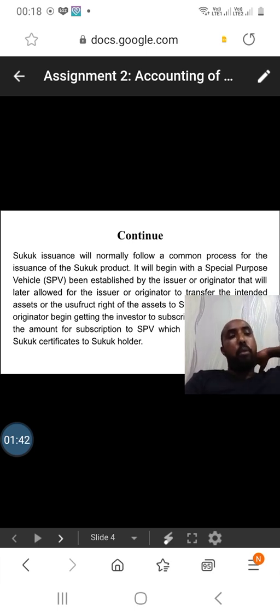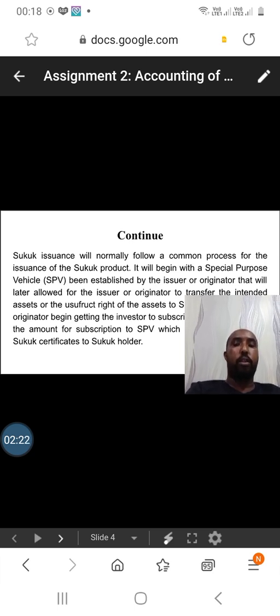Sukuk issuance normally follows a common process. A special purpose vehicle, in short SPV, is established by the issuer or originator, which then allows the issuer or originator to transfer the asset or the undivided right of the asset to the SPV. Then the issuer or originator goes to the investors to subscribe to the Sukuk and pay the subscription amount to the SPV, which later issues the Sukuk certificates to the Sukuk holders.